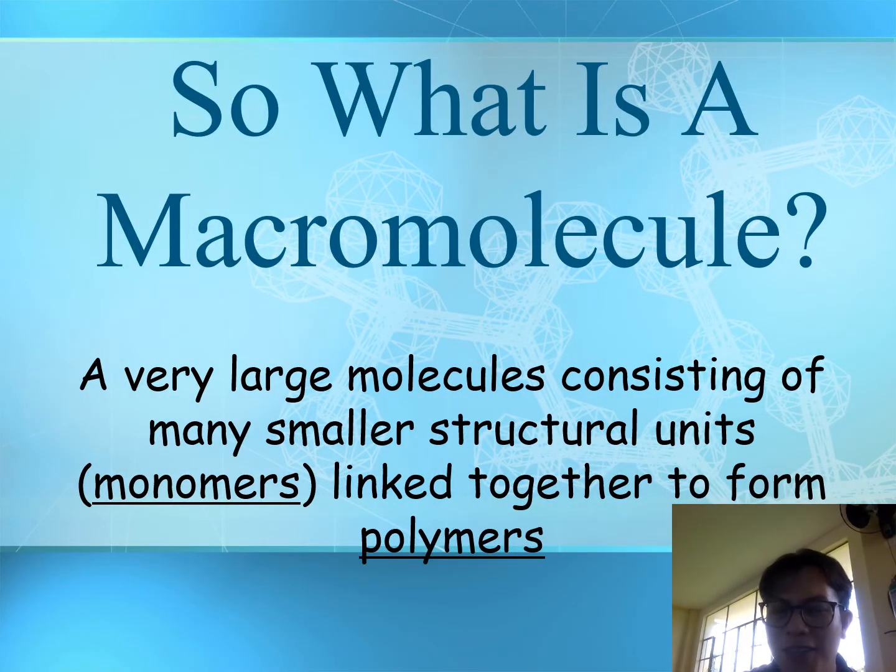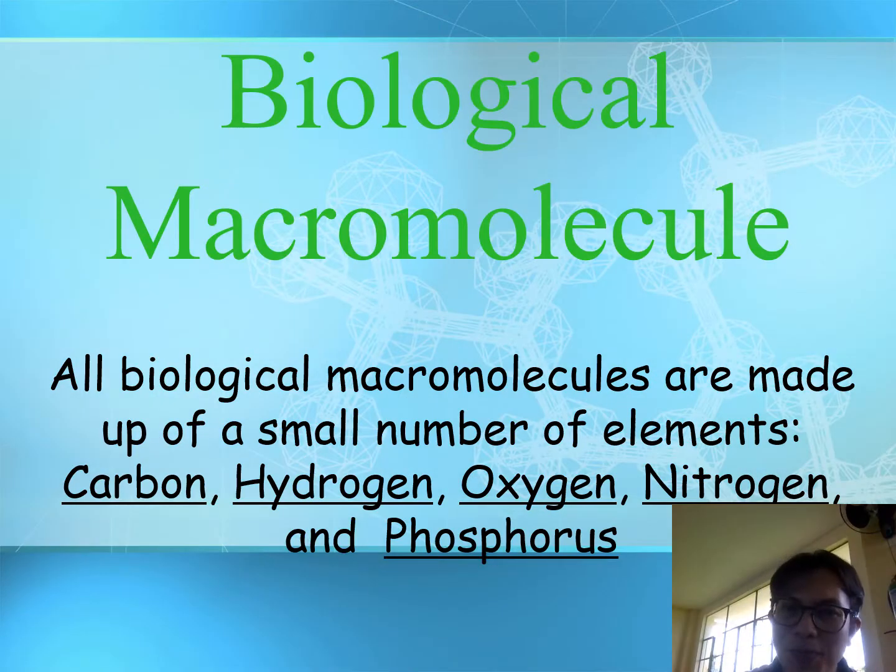They are actually very large molecules consisting of many smaller structural units called monomers, which are linked together to form polymers. And these macromolecules, known as biological macromolecules, are made up of a small number of elements. And I want you to memorize them. We have carbon, hydrogen, oxygen, nitrogen, and phosphorus, or CHONP. Okay, remember those words.